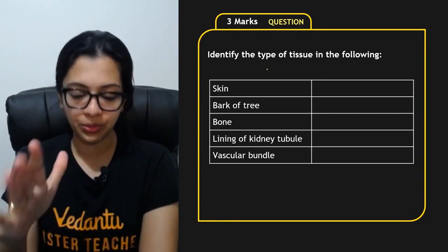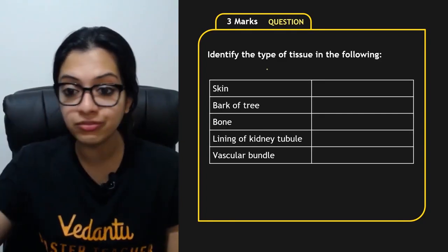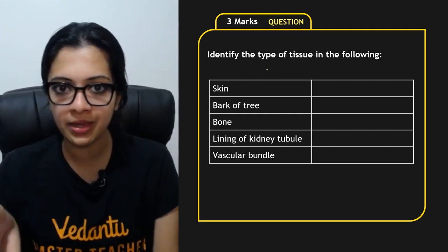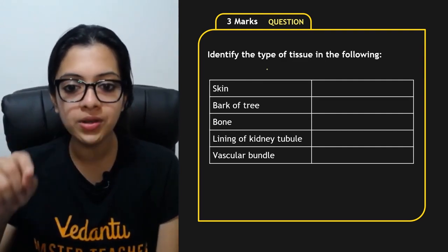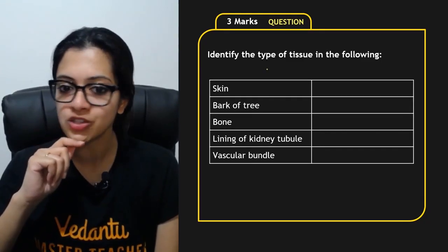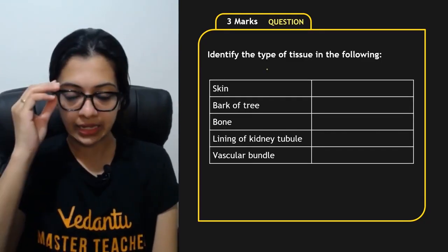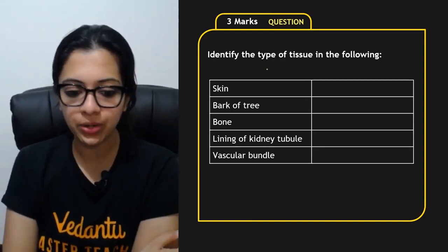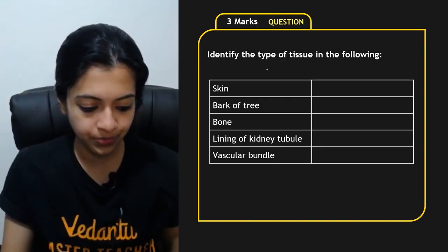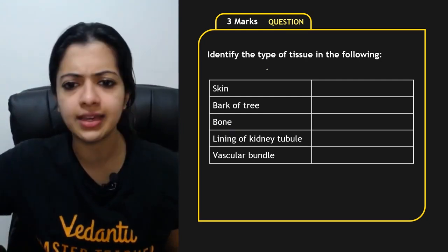Think about the answer. Okay, I'll be checking your live chats while the session is getting premiered. So I will be watching you. Okay, skin, bark of tree, bone, lining of kidney tubule, vascular bundle. What do you think they contain? Skin. What type of tissue does it contain? Well, I would love to write the answer here, but okay, yes, I would like to write the answer here.